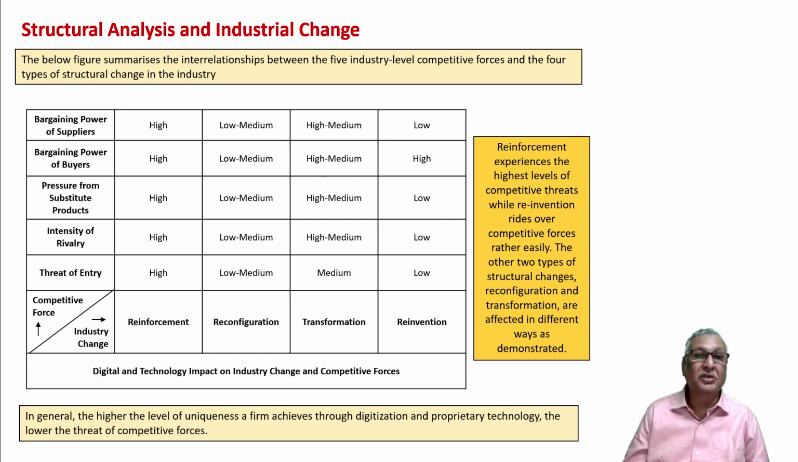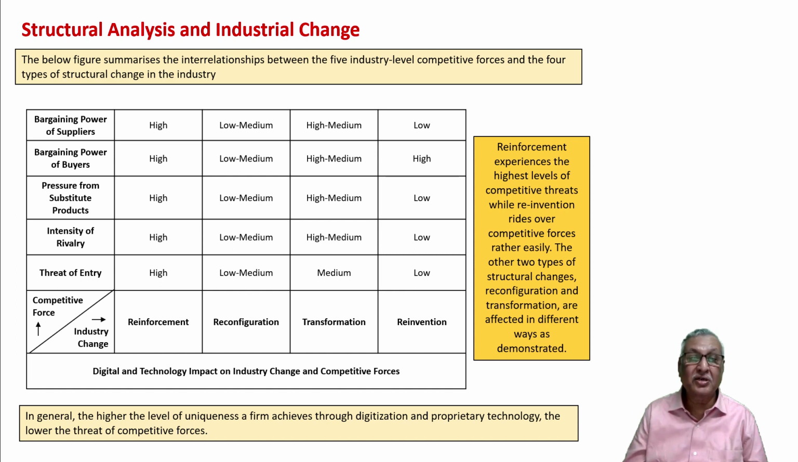So when you look at these changes, the 5 industry-level competitive forces and the 4 types of structural change can be plotted as follows. We have on the x-axis the 4 types of industry change: reinforcement, reconfiguration, transformation and reinvention. And vertically we have the 5 types of competitive forces: threat of entry, intensity of rivalry, pressure from substitute products, bargaining power of buyers and bargaining power of suppliers. When the industry change is of reinforcement, all these forces have high power. But when reconfiguration is taking place, they all slide down to low medium.